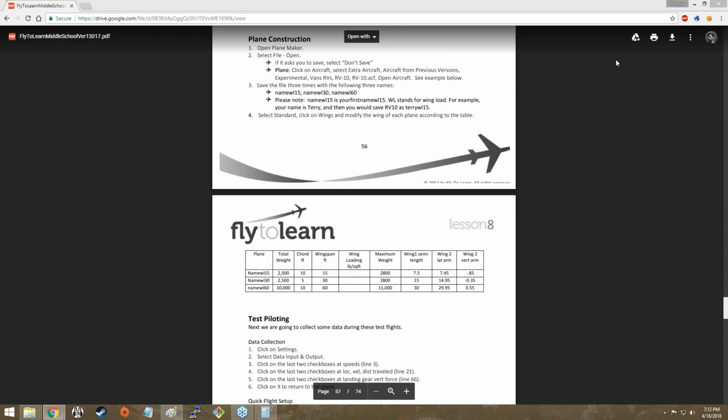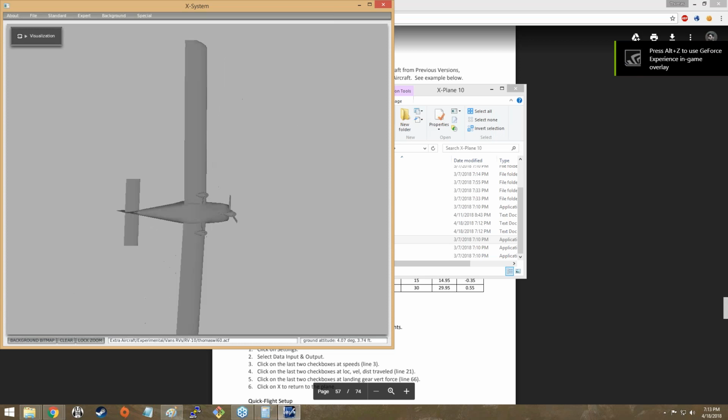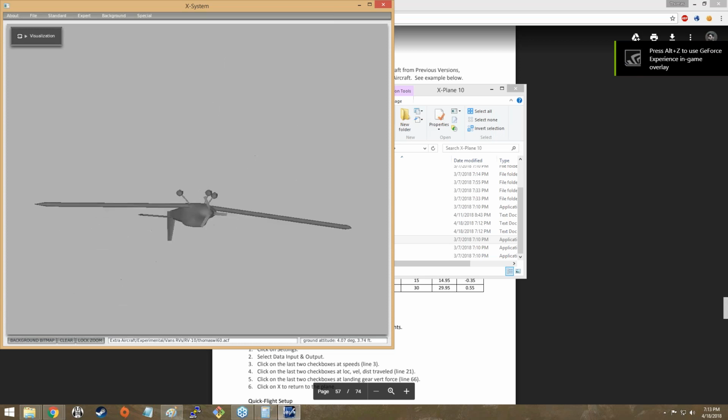So let me go ahead and get to the plane designer for X-Plane. I wanted to call it X-Wing. For X-Plane, start it up. Plane Maker. So here we got our Plane Maker starting up. As you can see, I still have a really super duper absurdly large wing plane in here.